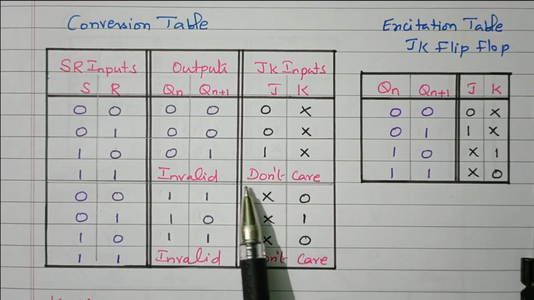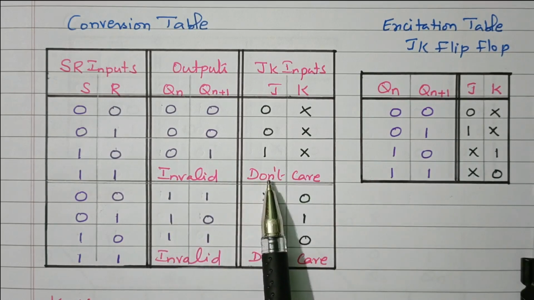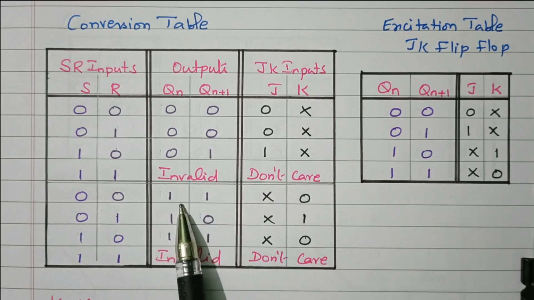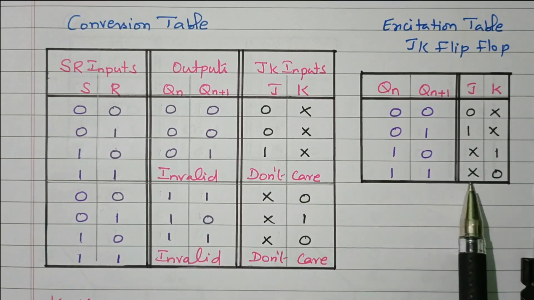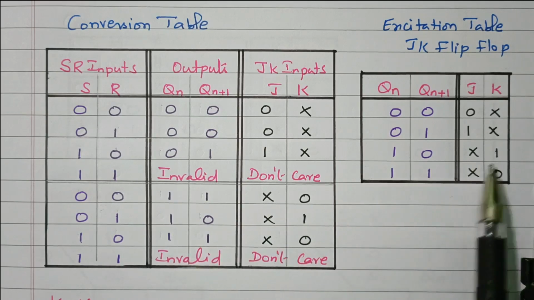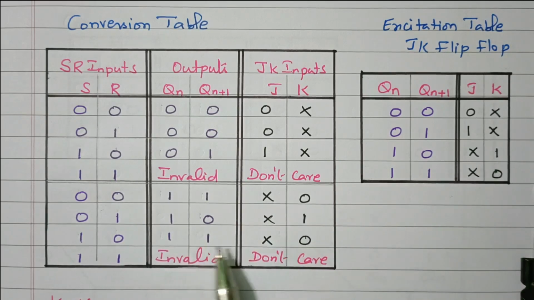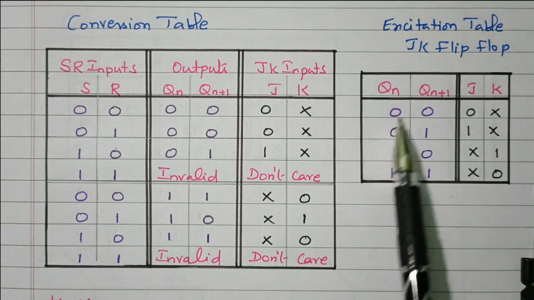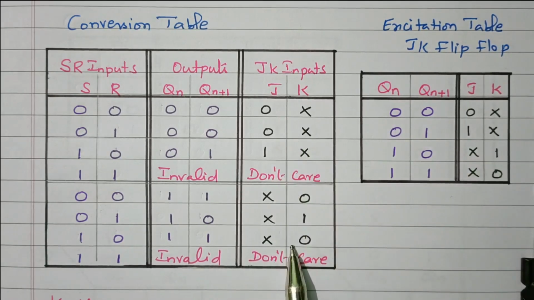We need to give 1x. So this is invalid, so it is taken as don't care condition. Both are x. 1, 1 means x0. 1, 0 means x1. 1, 1 is x0. Last one is invalid. So it is taken as don't care condition. So from the excitation table, we filled the input for JK inputs.